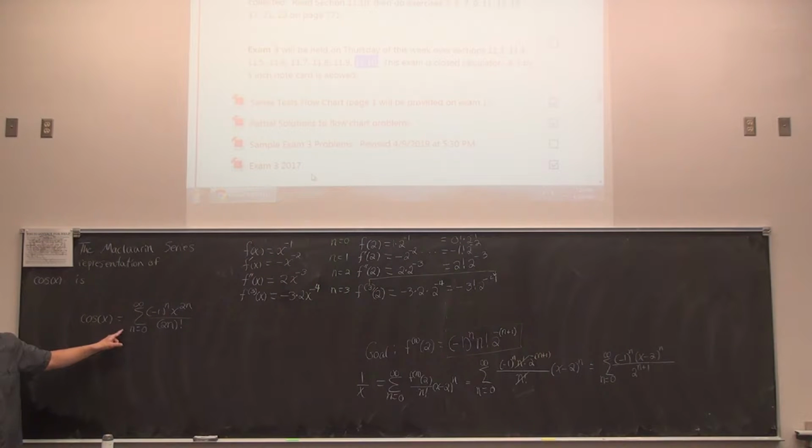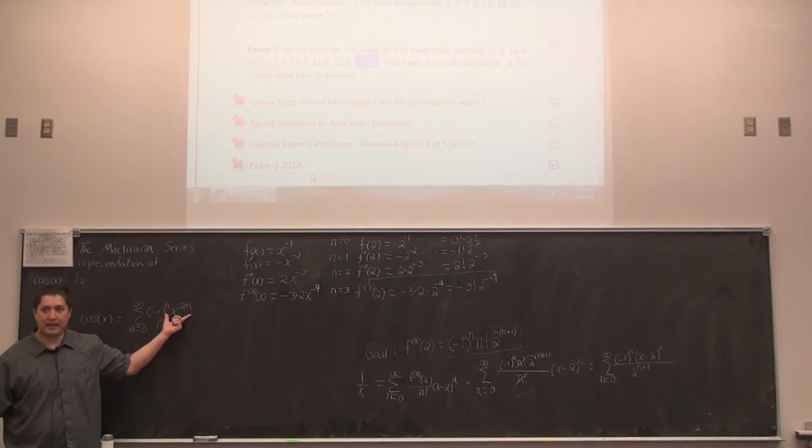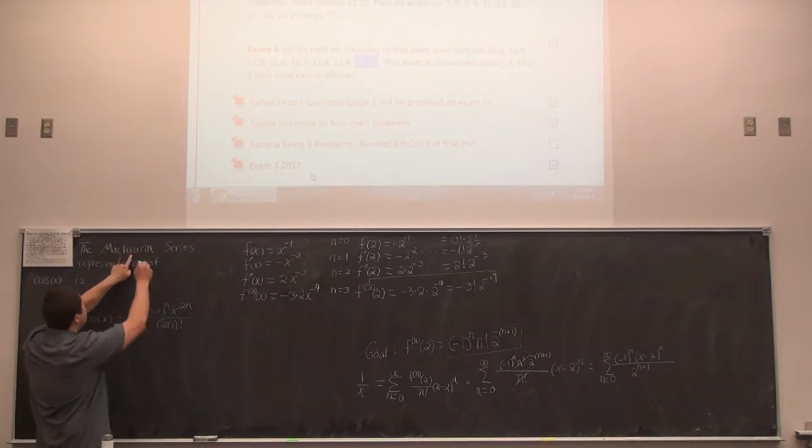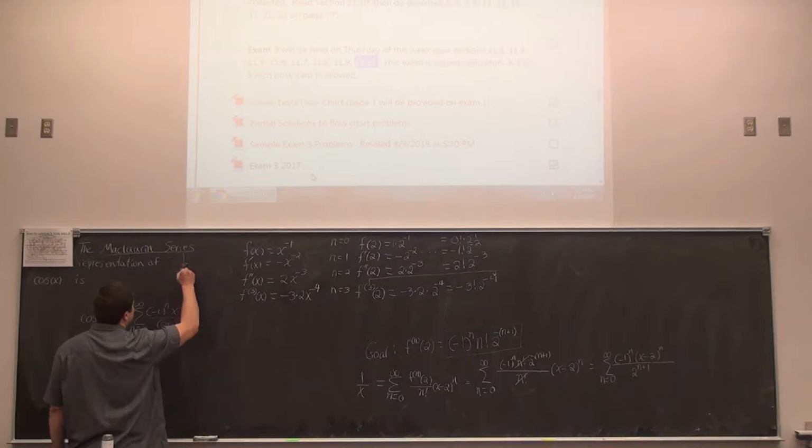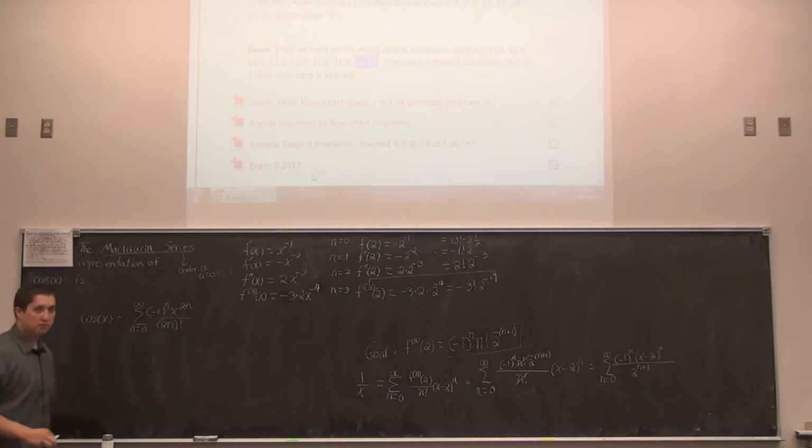It doesn't have that x minus 2. Exactly. We really have, say, an x minus 0. So it's a Maclaurin series because the center equals 0. Whenever you see Maclaurin series referred to, it's just a special case of the Taylor series. That's an important fact to keep in mind.